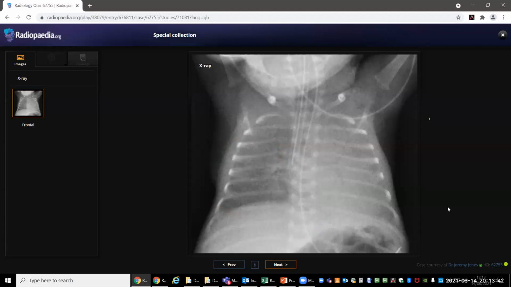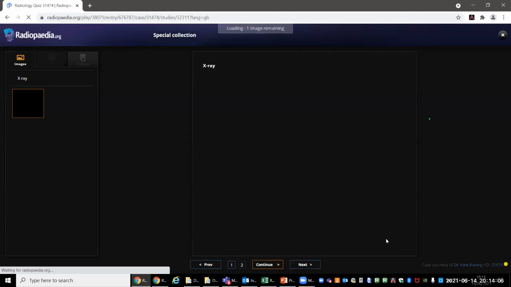Okay, so the possibilities I'll be thinking of are surfactant deficiency. Then because the patient is intubated also, it is probably for administering surfactant. And other differentials, neonatal pneumonia or meconium aspiration. All these are possibilities. The time is finished.